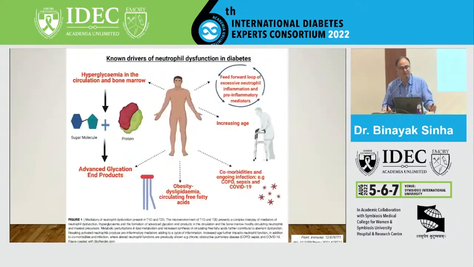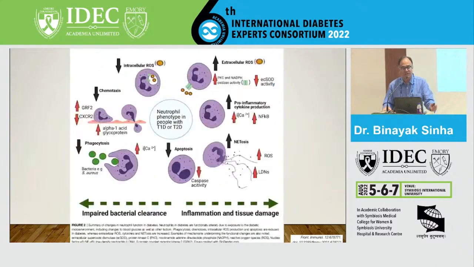making viral infections so much more dangerous in diabetes. In bacterial infections, what happens is the sugar molecule binds with protein to increase advanced glycation end products, and obesity, dyslipidemia, circulating free fatty acids, all these things kind of combine to lead to malfunctioning of the neutrophils. And what does this malfunctioning of the neutrophils lead to? It leads to, on one hand, impaired bacterial clearance, and on the other hand, inflammation and tissue damage.